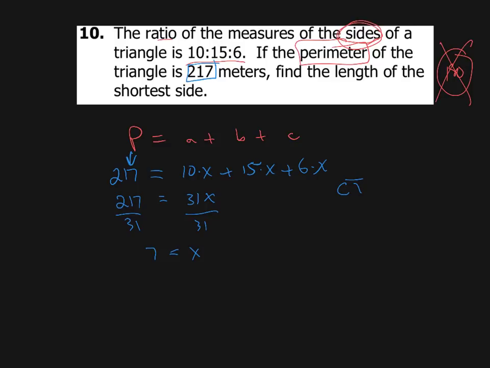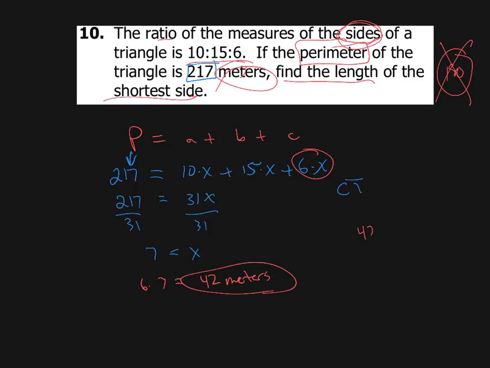What did they ask for? Find the length of the shortest side. The shortest side would be the one with the smallest ratio. So 6 times 7 is equal to 42. And they said the original units was meters. So 42 meters looks like my final answer.